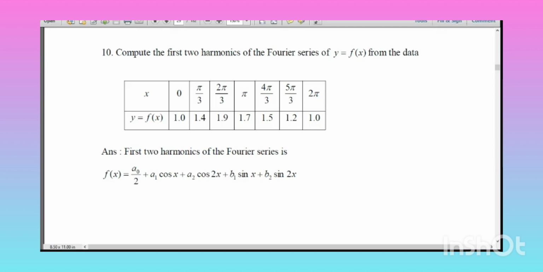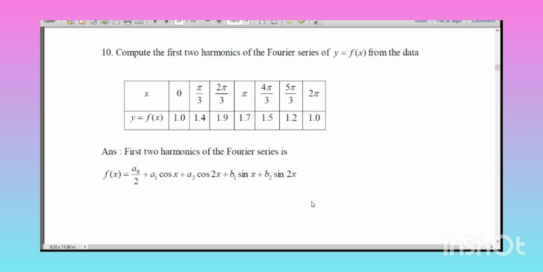So therefore, we are writing in general, Fourier series f of x is equal to a0 by 2 plus summation n equal to 1 to infinity an cos nx plus bn sin nx. Now we are going to study the harmonic. Now you can see here the harmonic. The harmonics means harmonic function. Harmonic function means, what is it?